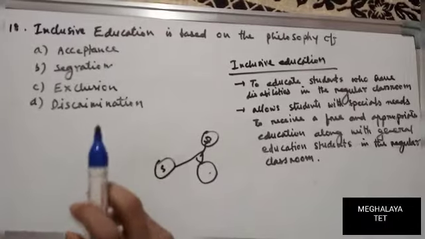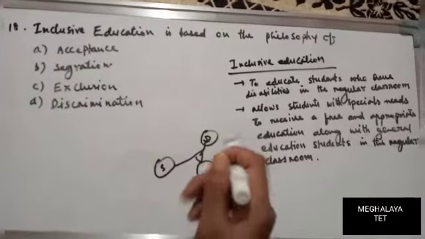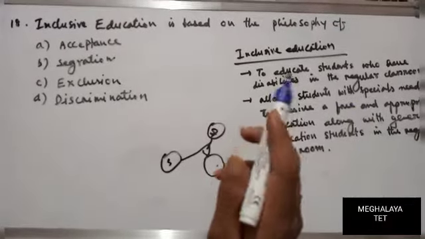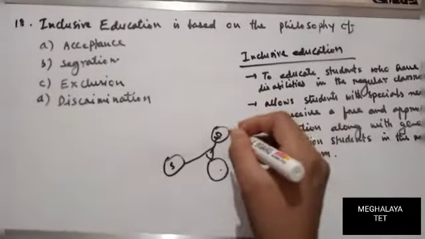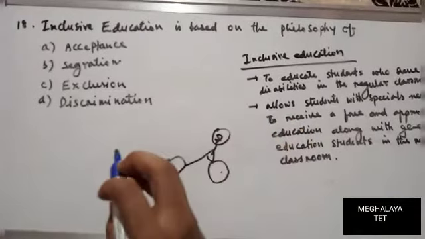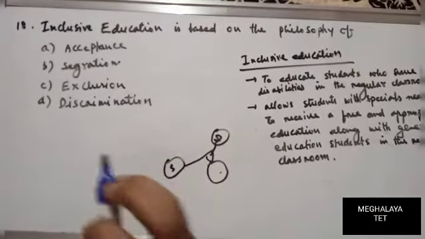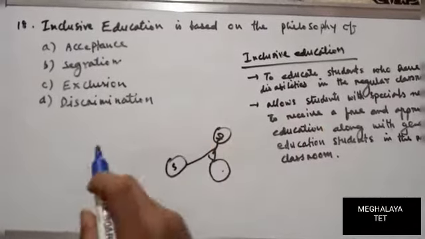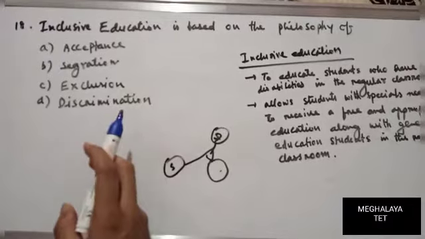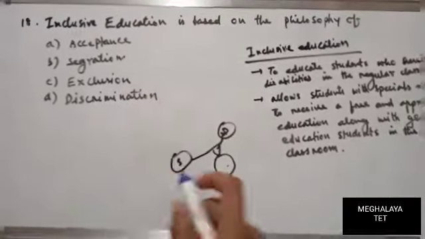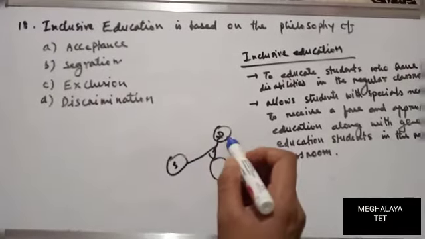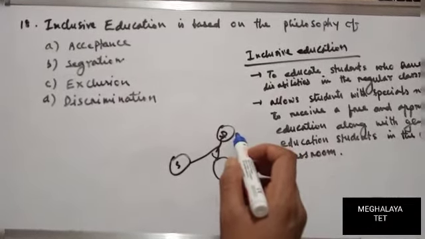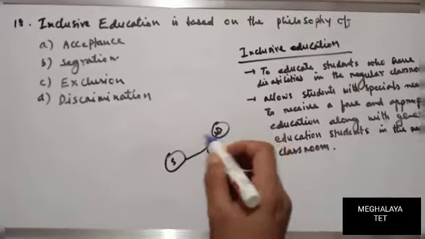So exclusions: students should not be excluded from the class. They should not be refused permission to enter the schools and the classrooms. They should not be excluded, and they should not be ignored. And the last one is discrimination. They should not be differentiated into those who have disabilities and those who don't. They should not be discriminated against.